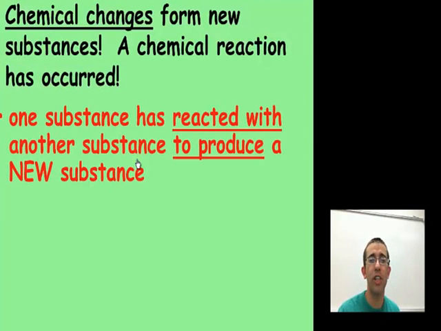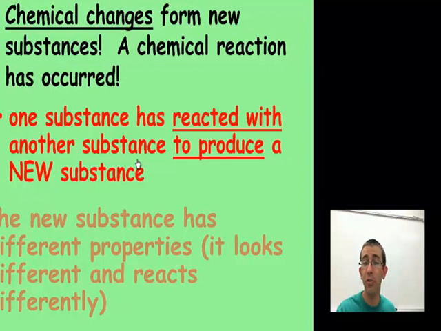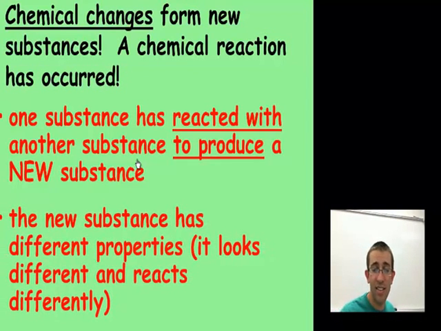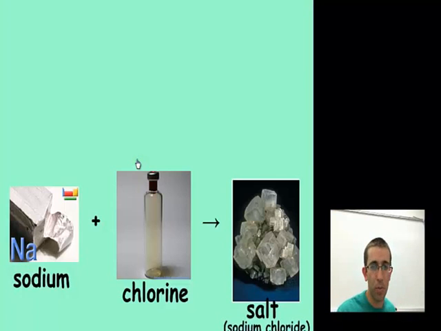Alright, okay, chemical changes. Chemical changes, a new chemical is formed once a substance reacts with another substance to produce a new one. Alright? And the substances have different properties. It looks different and reacts differently. Okay? So chemical changes. I'm going to go on, but again, pause here if you need to write something down or go back over it. So I'm going to give you some examples.